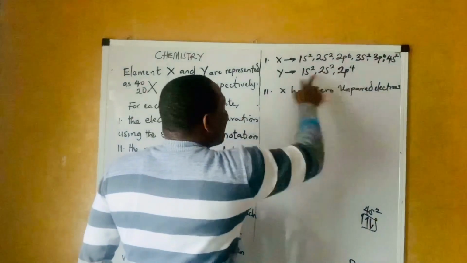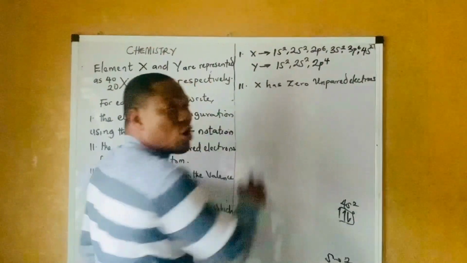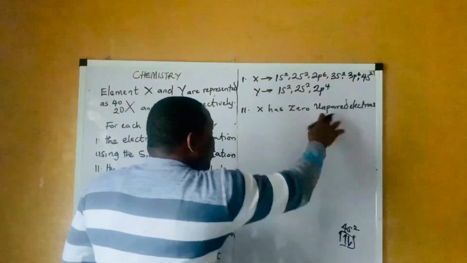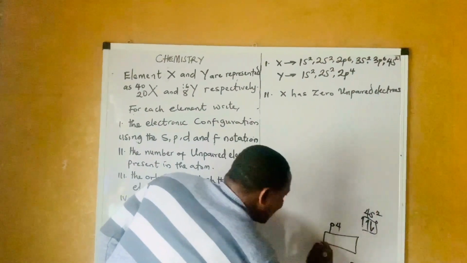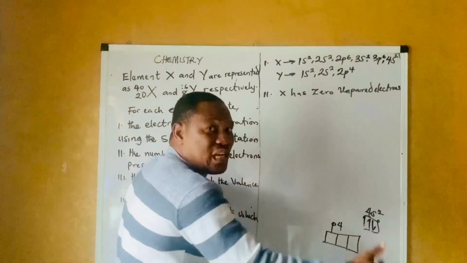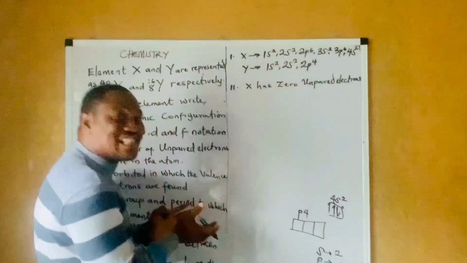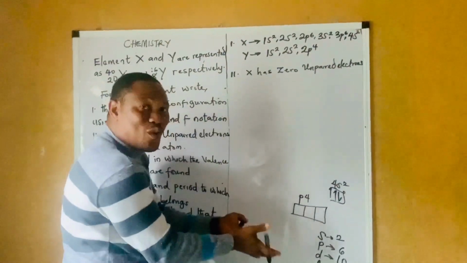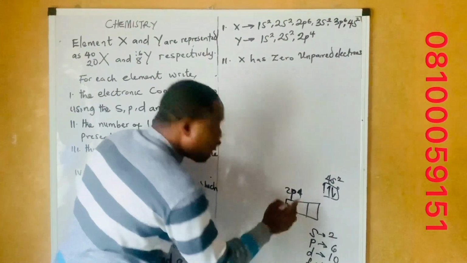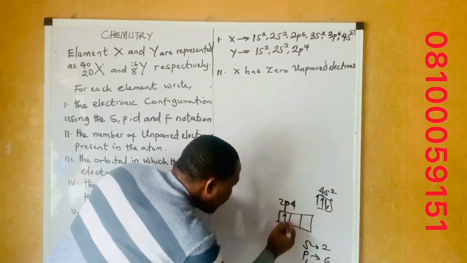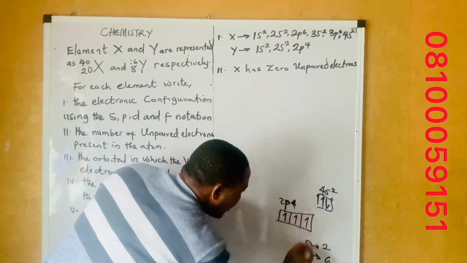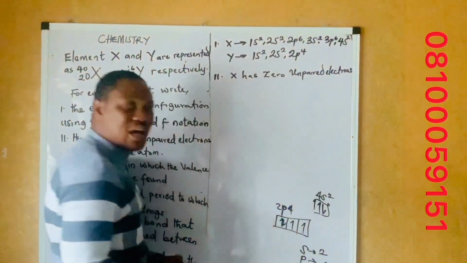Let's come to Y. Don't forget, this is filled up already. That's the meaning of what we have done. So 2p4. Don't forget, the p you divide into 3 because you can have 2 in each. And don't forget the rule, Hund's rule. I did this in the last video, and this is the importance of all these things. You fill singly. You are having 4 electrons, so we have 1, 2, 3, and 4. Can you see that?